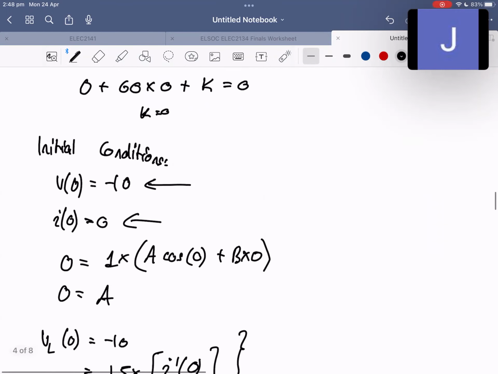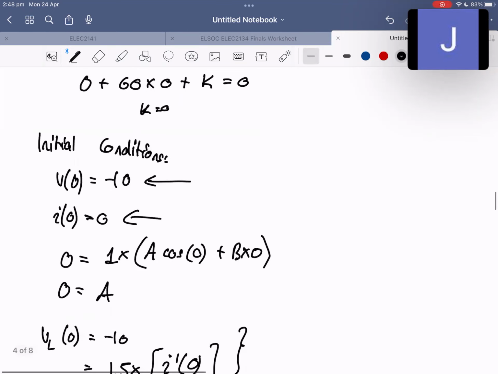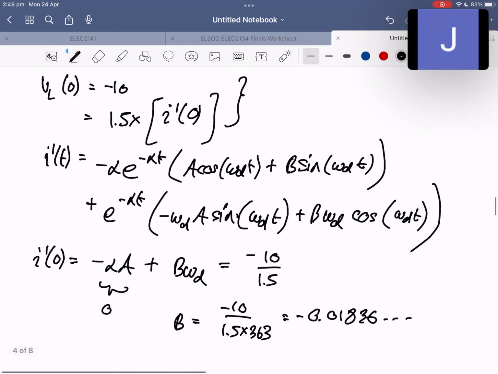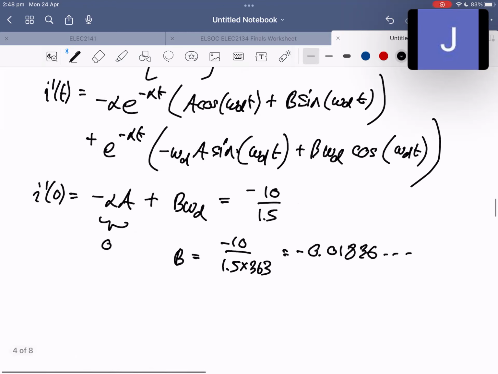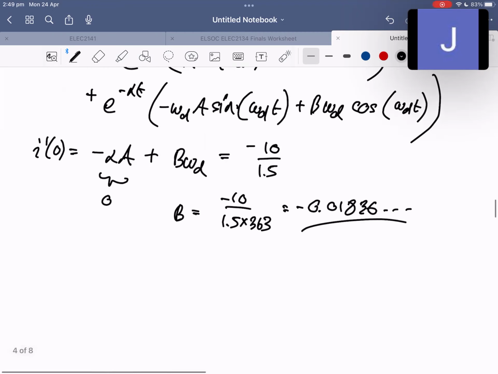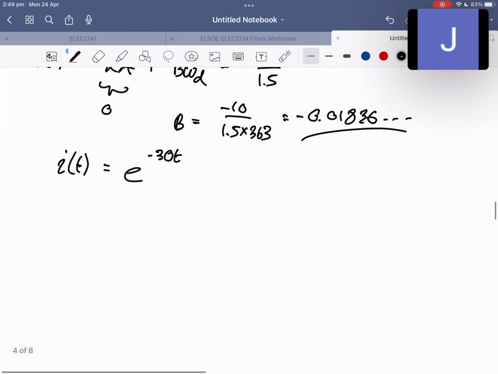Because you make the initial conditions by looking at the voltages across capacitors and the currents across inductors. So that's what I've done here. And then I've used that to get an expression for I dash of 0, which I've plugged in t equals 0 and solved, which I get b equals that. So my final answer is I of t equals e to the minus alpha t, and alpha is 30. So it's a very fast decay time.